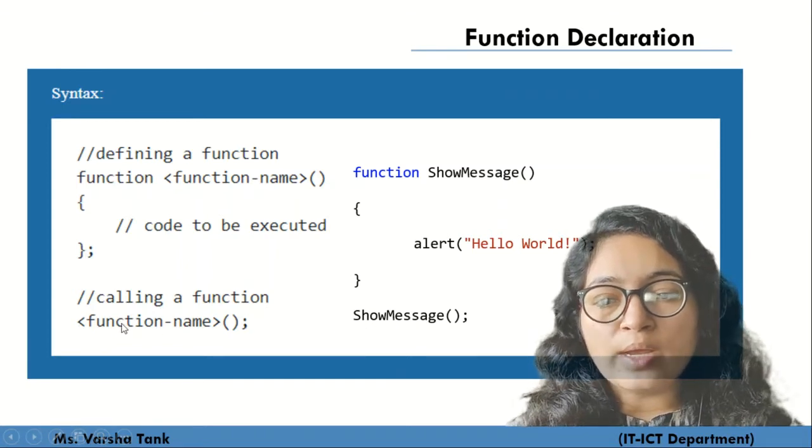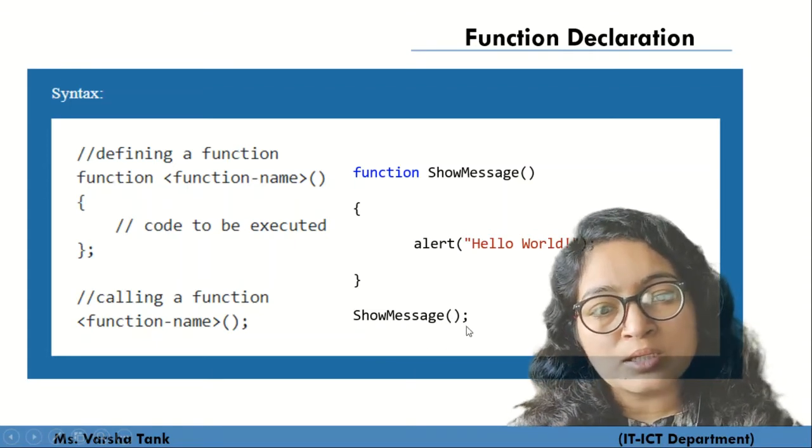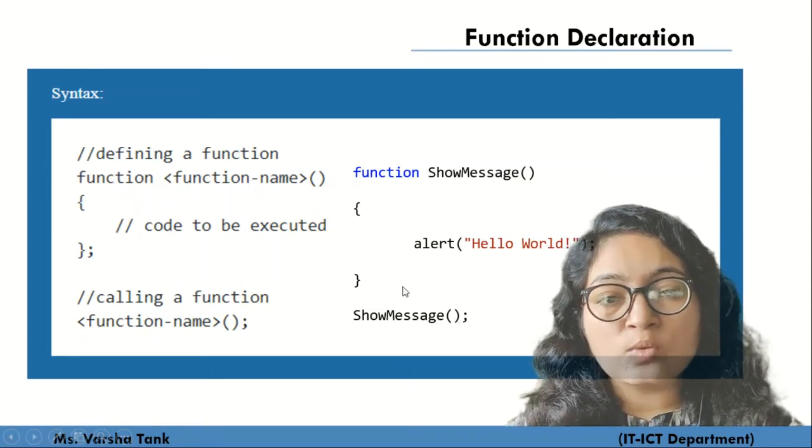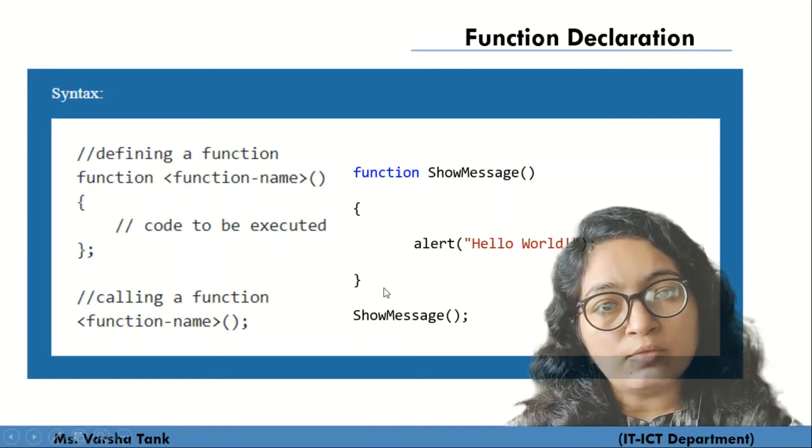So how can we call the function? Call the function name, showMessage, and you must write the parentheses and semicolon, as we are using JavaScript. So this is the basic example of defining a function.